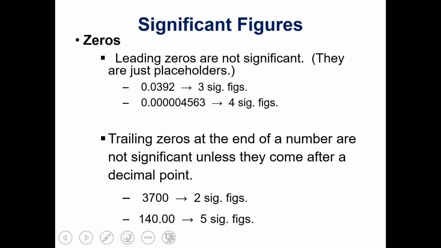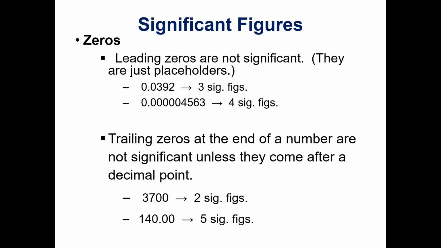For zeros, there's 3 different types of zeros. There's leading zeros, trailing zeros, and captive zeros. So leading zeros are those zeros that are at the front of a number when we have a decimal. Leading zeros are never considered significant. They're just placeholders to show us where the non-zero numbers actually start.